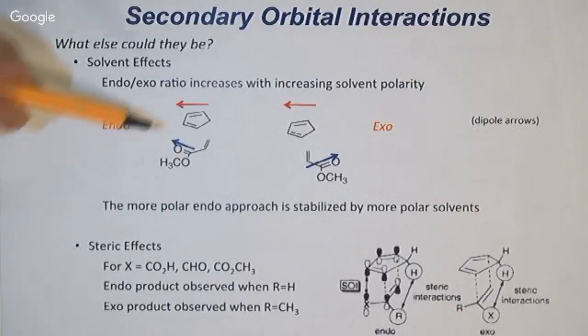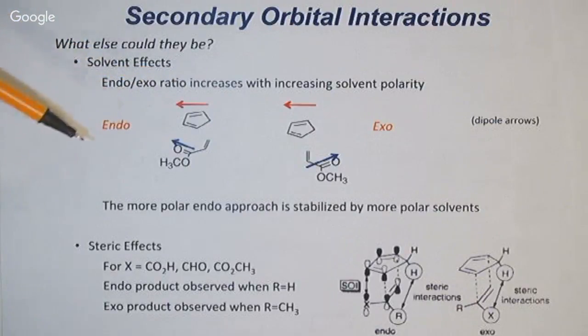So these arrows here represent the dipole. When it's in an endo position, you're adding those two dipoles together. And when it's in an exo transition state, they're not quite canceling out, but they're at least minimizing each other. And it turns out that when you increase the polarity of the solvent, you increase the amount of endo product that is observed. The other option that you can consider is steric effects.